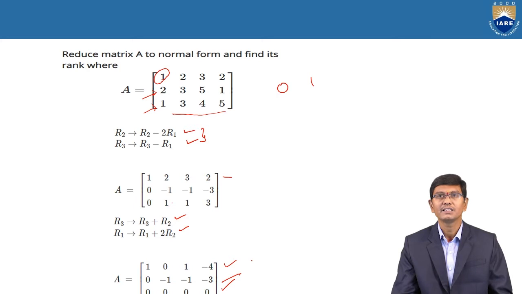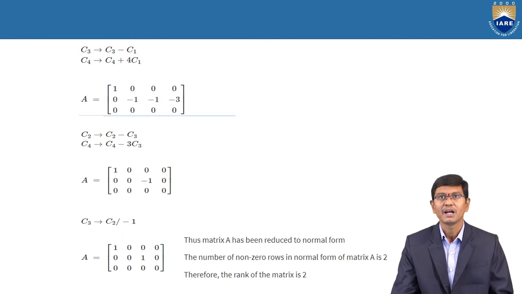Actually, these same operations are not compulsory. Different operations are also possible; while applying different row and column operations, we are changing to the normal form of a matrix only. And again next one, similarly C3 is equal to C3 minus C1 and C4 is equal to 4C4 plus 4C1.